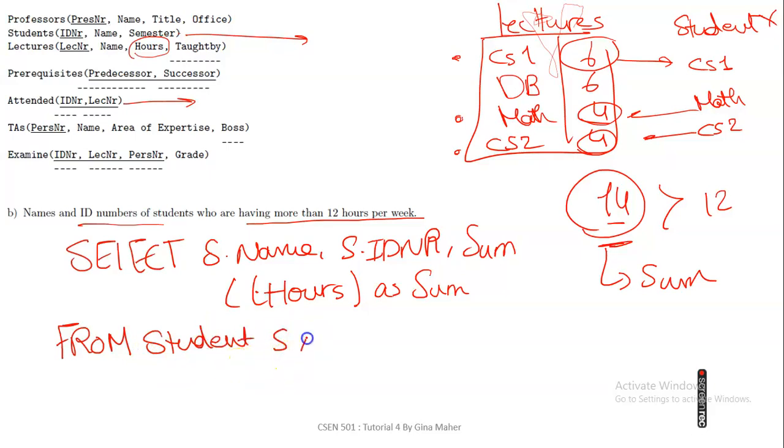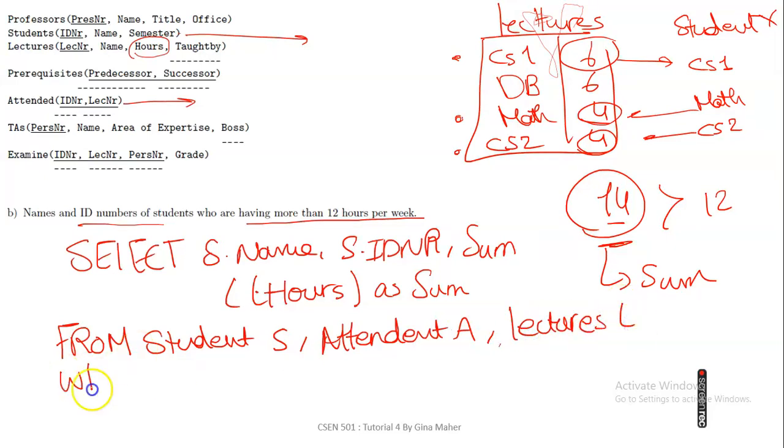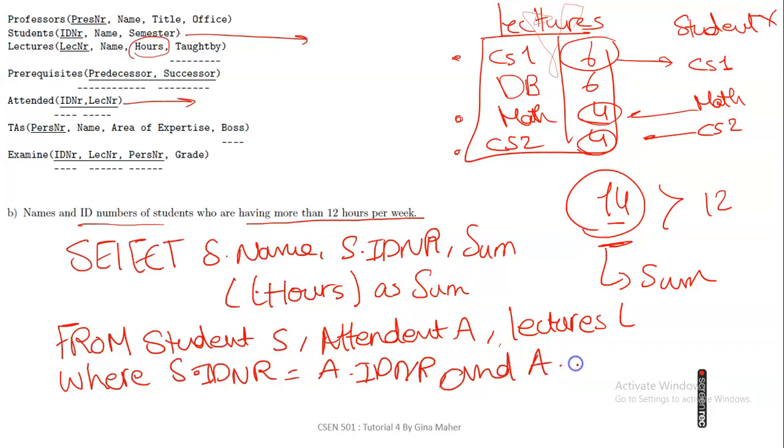from the three tables: student S, attended A, lectures L, where S.ID equals A.ID, the condition of the join, and A.lecture number equals L.lecture number.